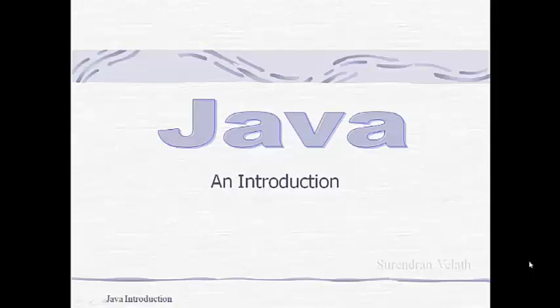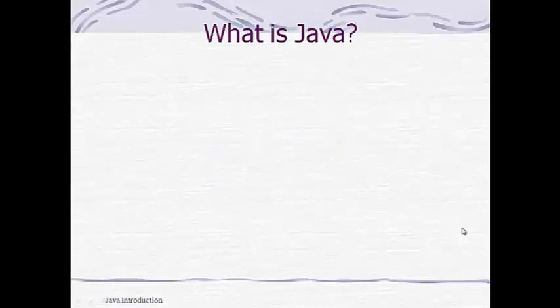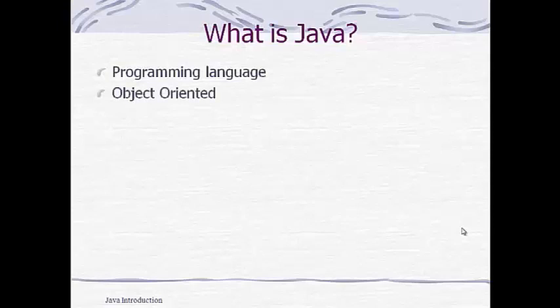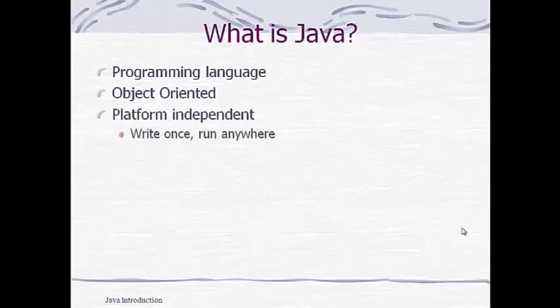Java, an introduction. What is Java? Java is a programming language. It is object oriented. It is platform independent. That means you can write this once and run anywhere in any operating system.